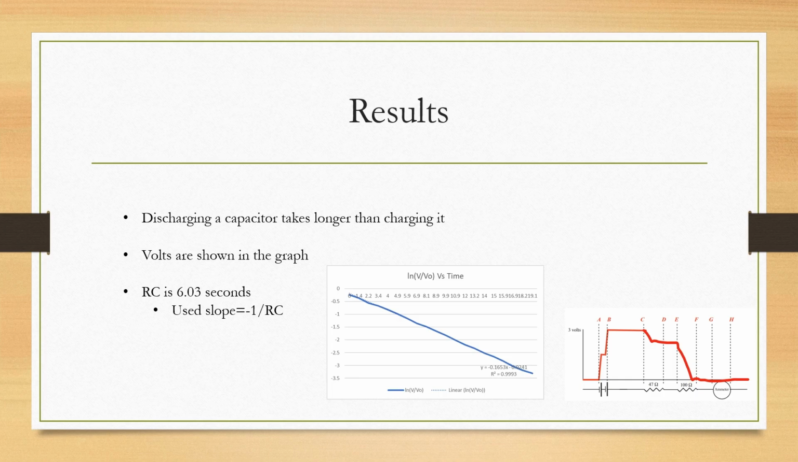In order to find the time constant, I set the slope of the blue graph equal to -1 over the time constant. In other words, I found the negative reciprocal of the slope of the blue graph. This time constant was found to be 6.03 seconds.